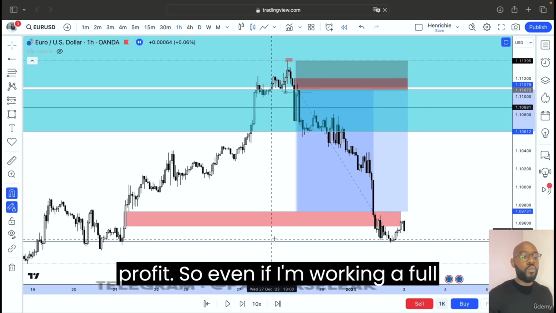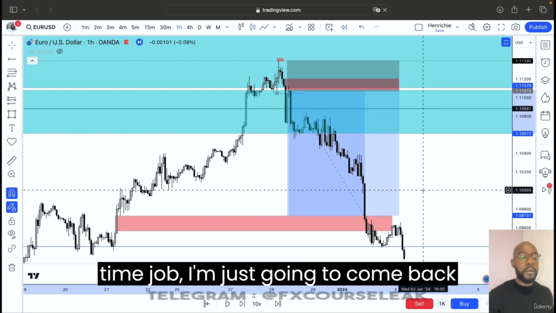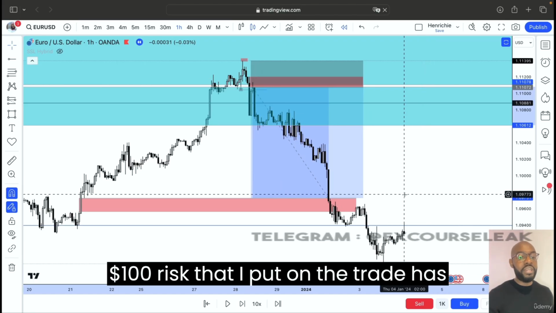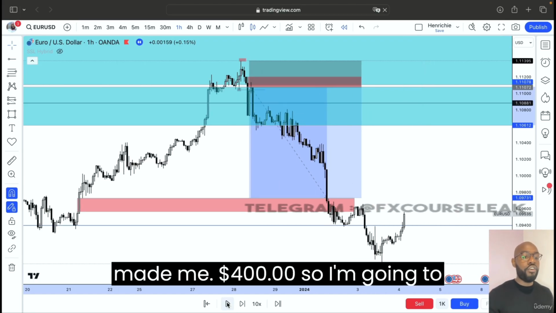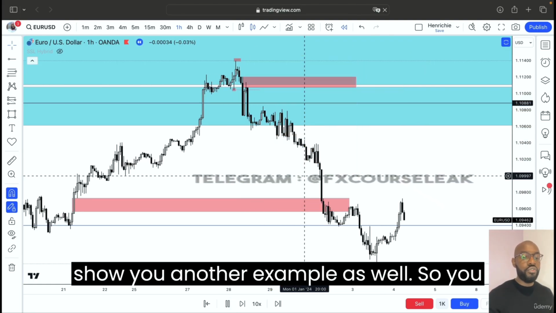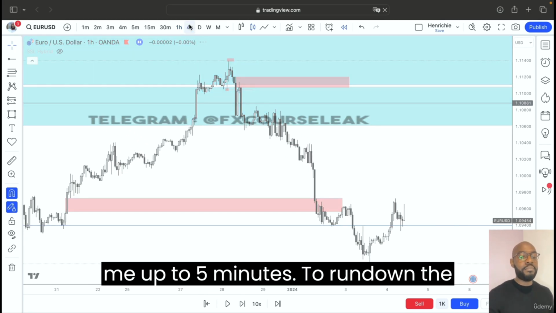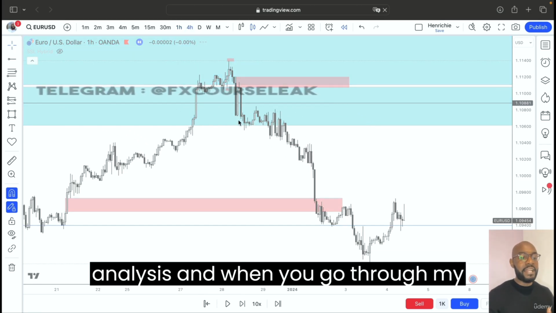So even if I'm working a full-time job, I'm just going to come back home, and then I'm going to see that my $100 risk that I put on the trade has made me $400. So I'm going to show you another example as well. So you can see this basically didn't even take me up to 5 minutes to run down the analysis.